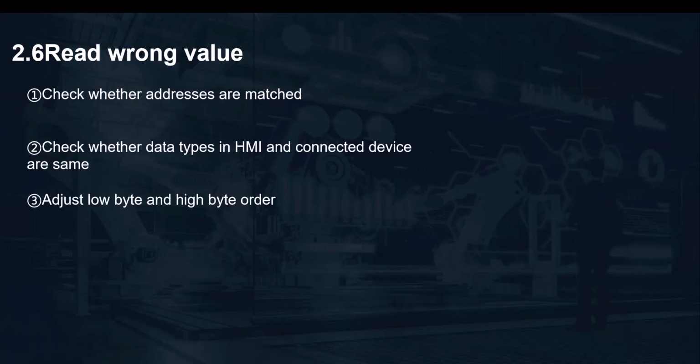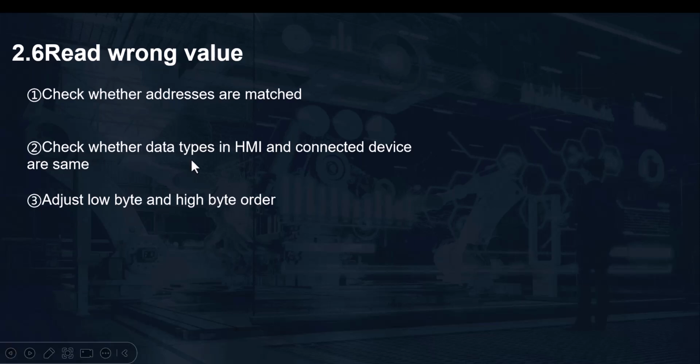Third, and the last one is reading a wrong value. The first is also to check whether the addresses are matched, because maybe you bound this component to LW 4x1, but actually in the device this value is 4x2, so it may show a wrong value.